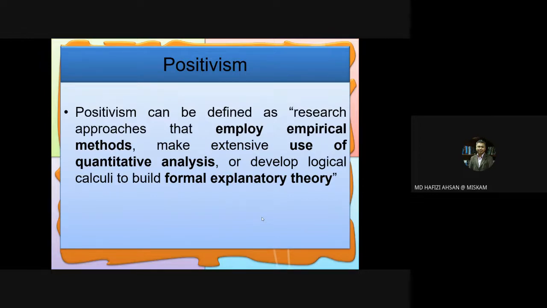My second question is, how do we know that we choose the right philosophy? Does it depend on our belief or on our reading? That's my second question.